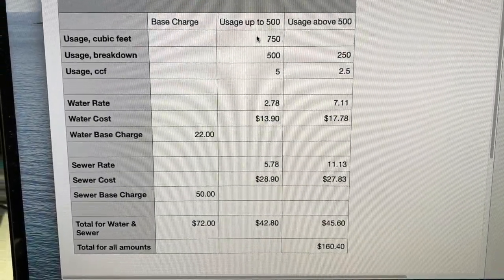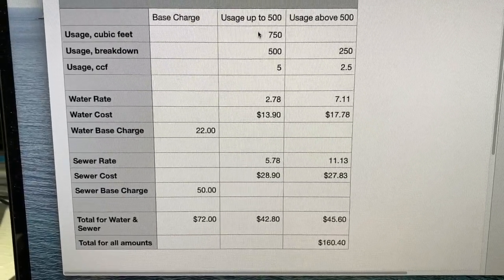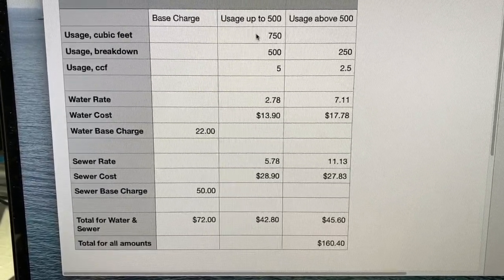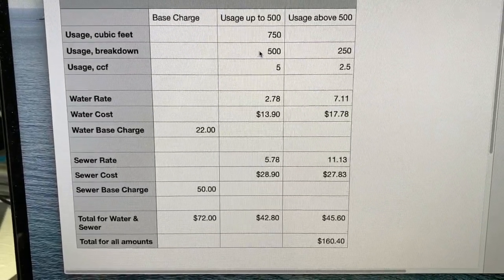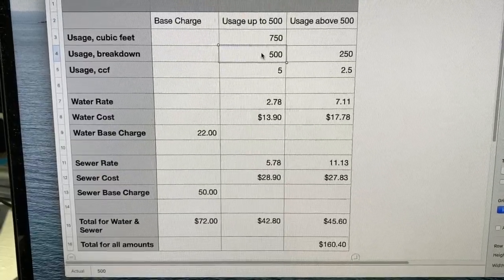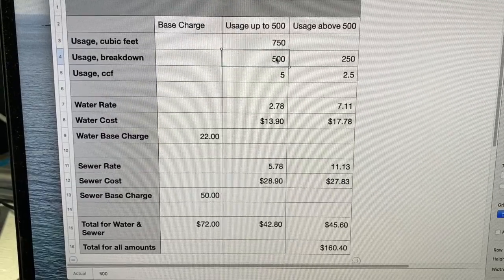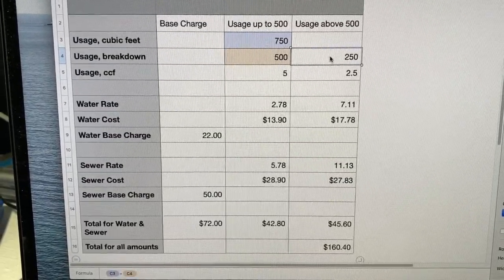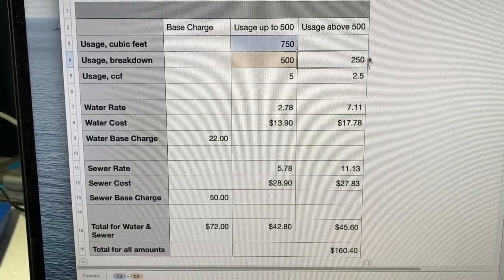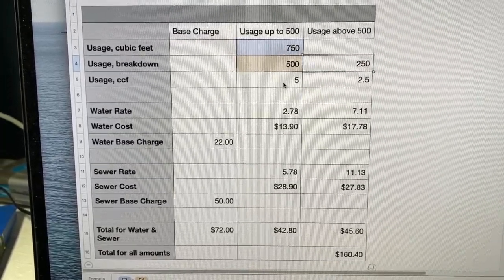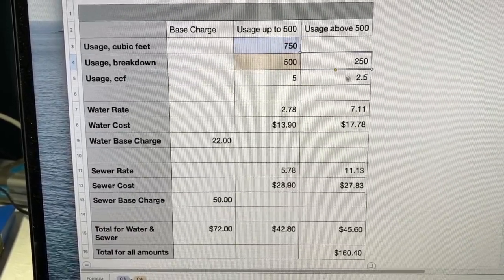Now, I live alone, so I use a lot less water than most people in Maynard do. So let's look at what happens if you use, say, double the amount of water that was used in the last 3 months on my bill. The first thing we have to do is break that down to show how much I am paying for the first 500 cubic feet, and then this amount over here is how much is left over after that. So I did a little subtraction here, and there's 250. You divide by 100, that's 5.00 and 2.50 hundred cubic feet.